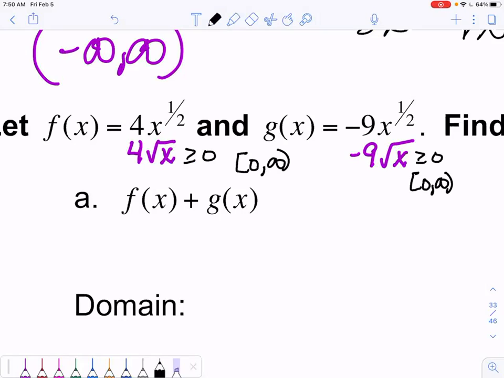Look at those functions. What does that exponent really mean as a radical? And then we're going to try and add them together. So we have our f of x, which is 4x to the 1/2. I'm going to go back to that exponent form, thinking about the square root just to help us get that domain. And then we're adding that with our g of x, which is negative 9x to the 1/2.